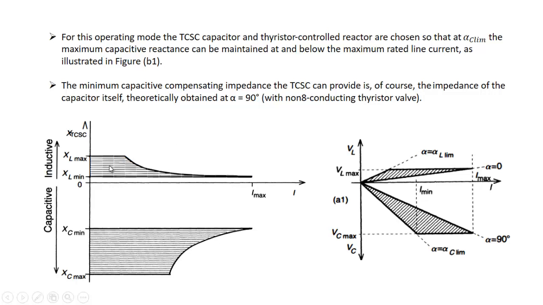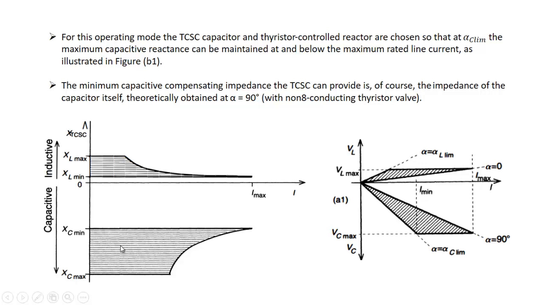This is the change in the reactance of the TCR with alpha as current decreases from I max to 0, and as alpha changes from 0 to this alpha limit, for constant voltage or voltage control.